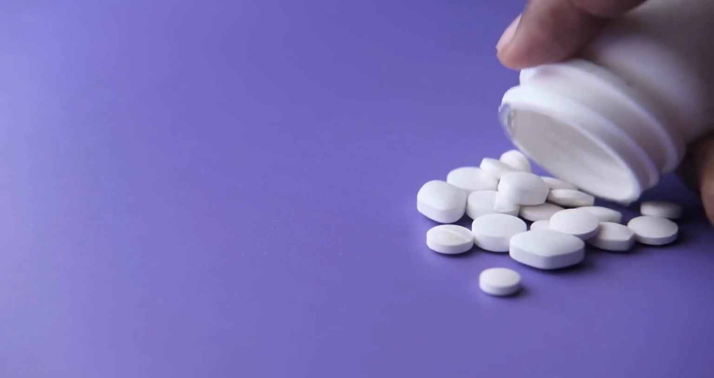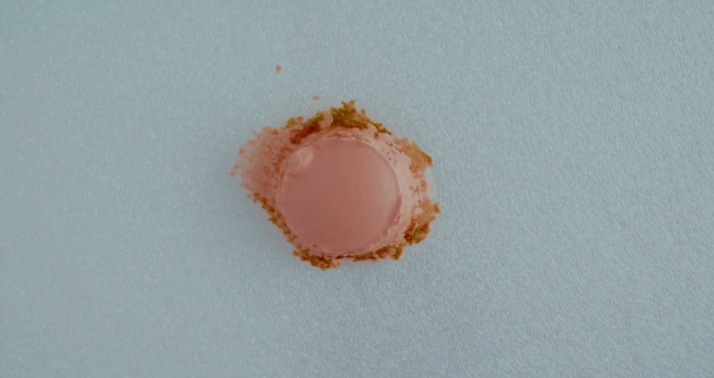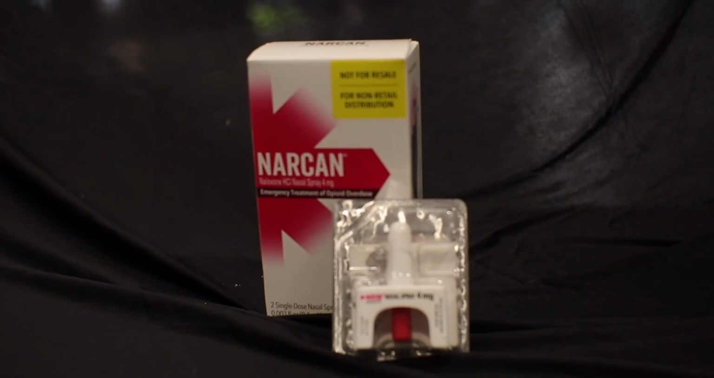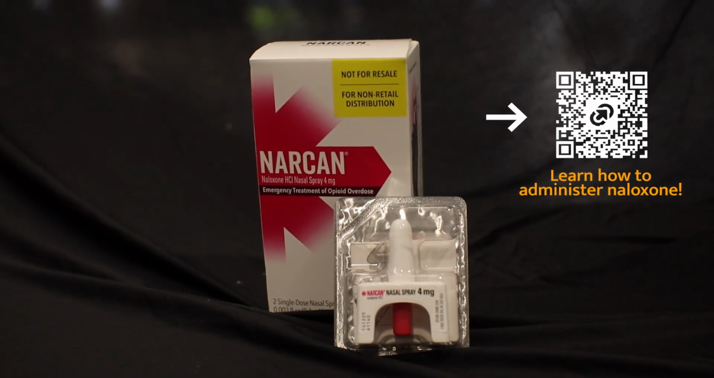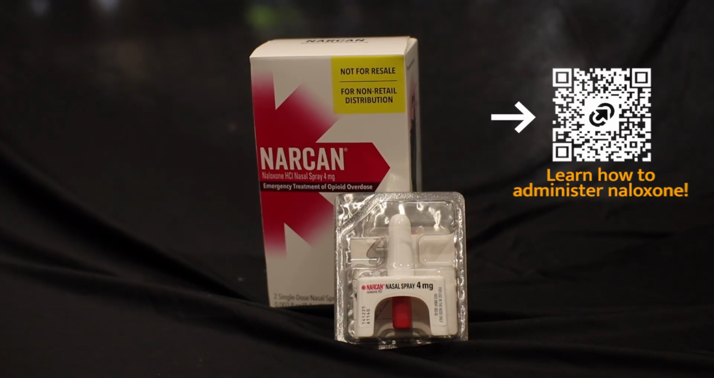Fentanyl test strips are a powerful tool, but a negative result doesn't guarantee a drug is fentanyl-free. Some types of fentanyl may go undetected and no test is perfect. Even with a negative result, be prepared for a possible overdose. Have naloxone available and someone nearby, ideally sober, who can help administer it. Naloxone can temporarily reverse an opioid overdose if given quickly.